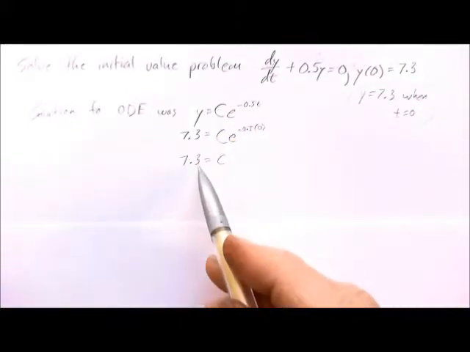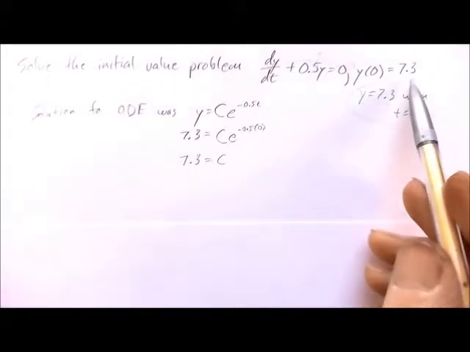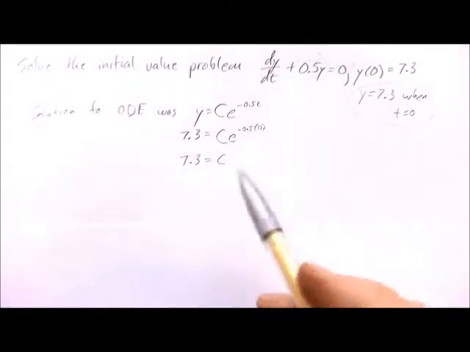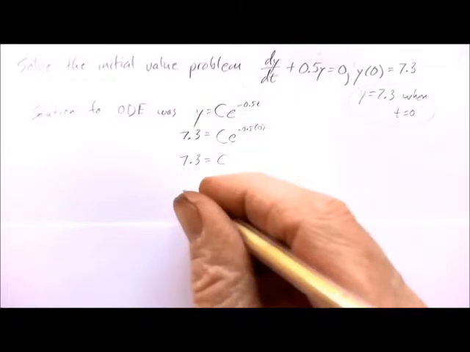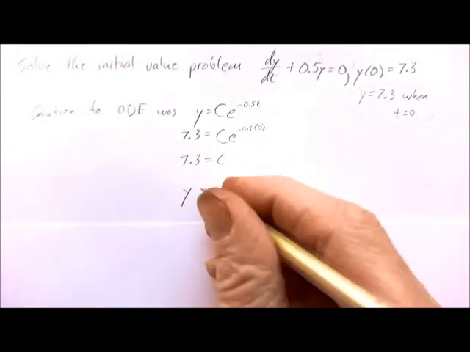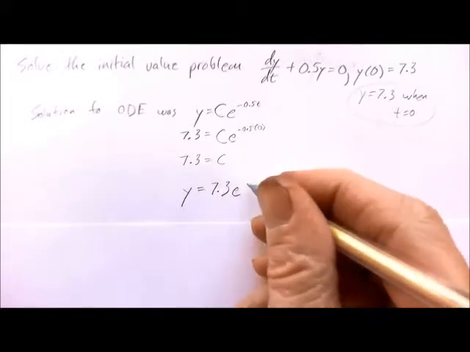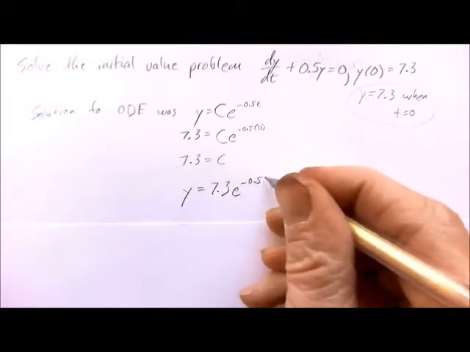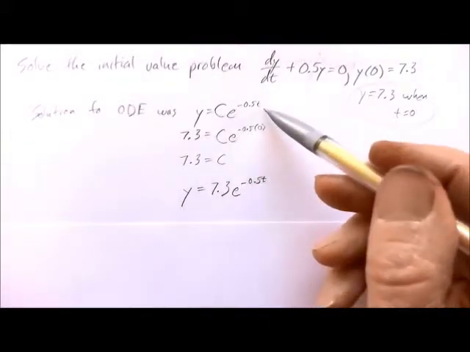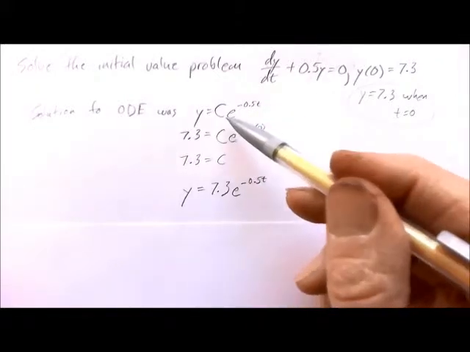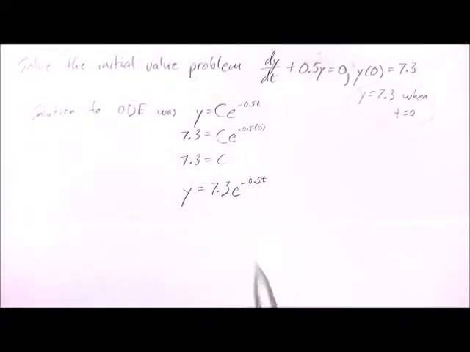Now we don't want to always assume that the constant will be this value given to us, the initial value, but in this case it turns out to be. So the final solution to the initial value problem is y equals 7.3 e to the minus 0.5 t. It's our solution to the differential equation with the value we determined for the constant inserted.